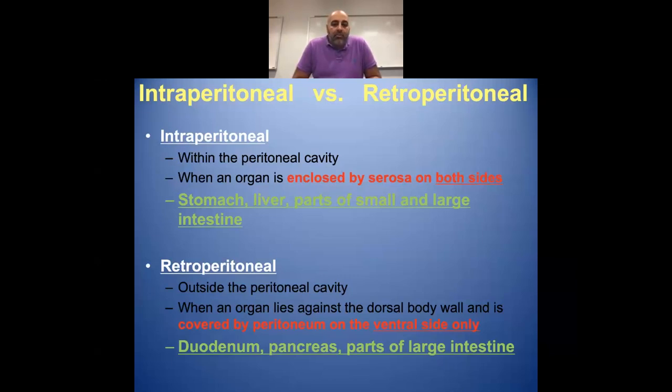Retroperitoneal, that means it is outside of the peritoneum, or sometimes they'll say it's covered on one side. So like the kidneys, for example, are retroperitoneal. They are outside of that peritoneum. The front side is touching that visceral layer. Okay. So they mentioned here duodenum, pancreas. Okay. And once again, large intestine, depending on the portion.